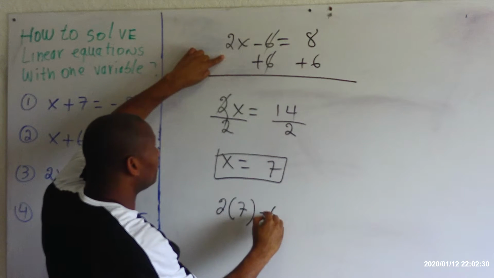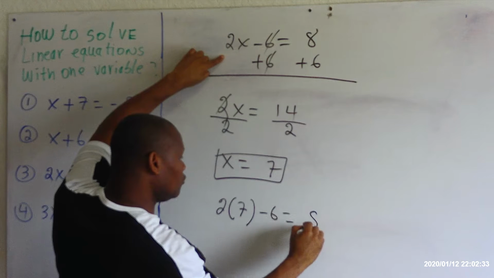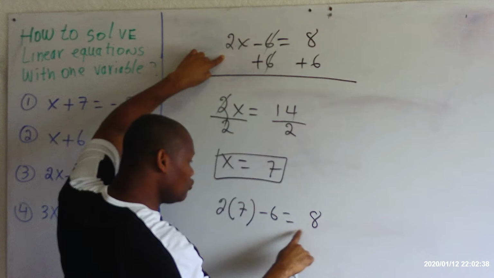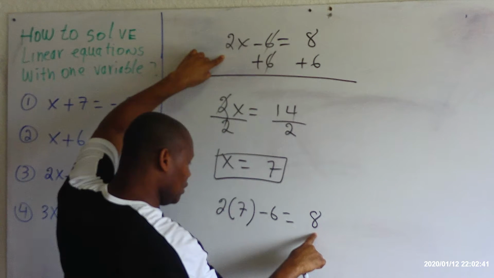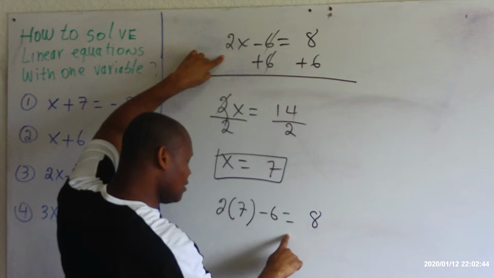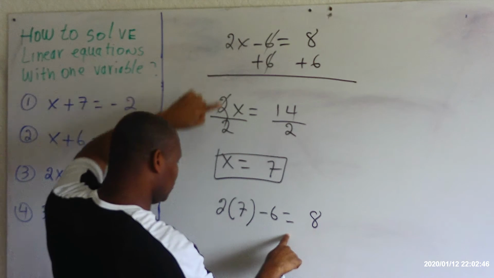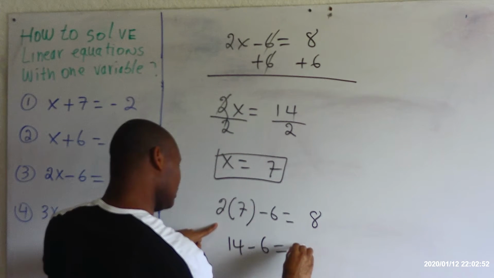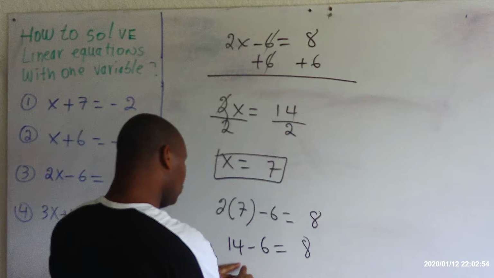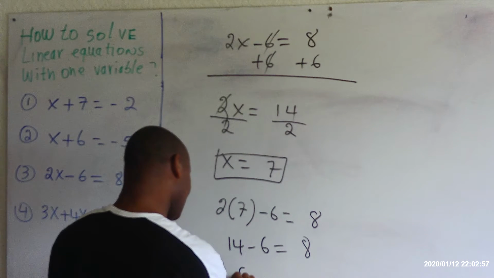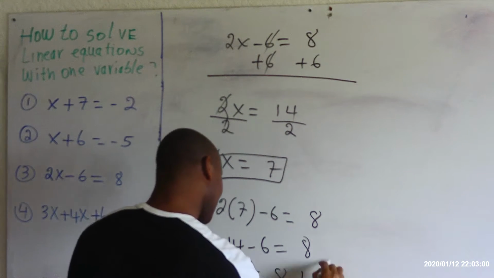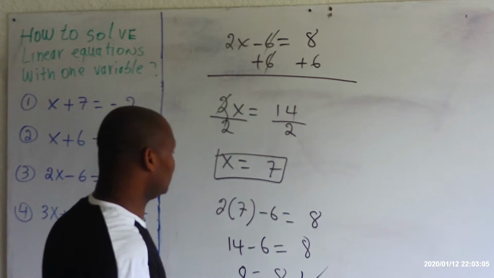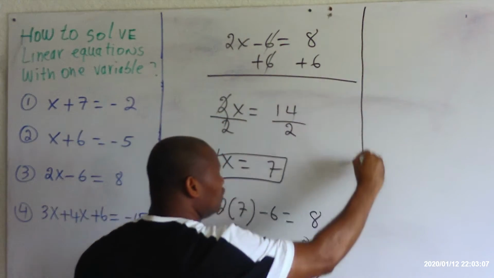When I do the left side, I have to have the left side equal 8. Okay? So if I have the left side equal 8, our answer is correct. Okay? 2 times 7 is 14 minus 6. 14 minus 6, that's 8. So we have 8 equal 8. Our answer is correct. Alright? It's very correct.